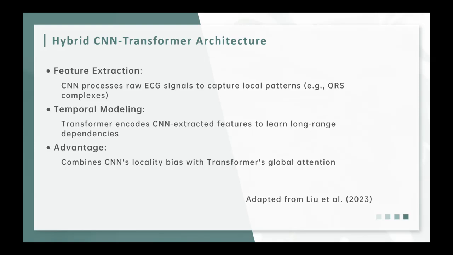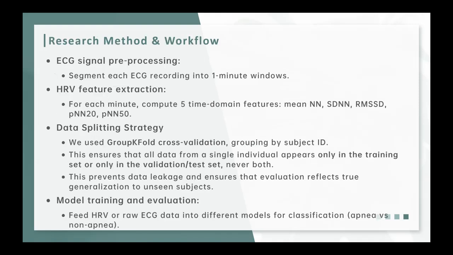They help capture local features like the QRS complex, which are important for identifying heartbeat structure. And then the transformer takes these CNN-extracted features to learn long-range dependencies. For example, how patterns change over time. This combination works very well because the CNN focuses on short-term local patterns, while the transformer brings in global context with self-attention. Together, they make the model both detailed and context-aware, which is important when analyzing complex biosignals like ECG.